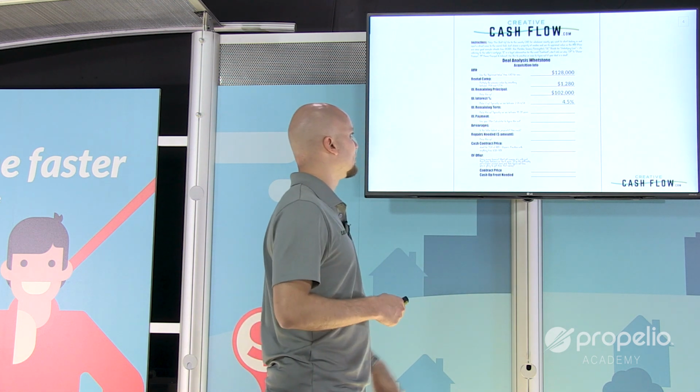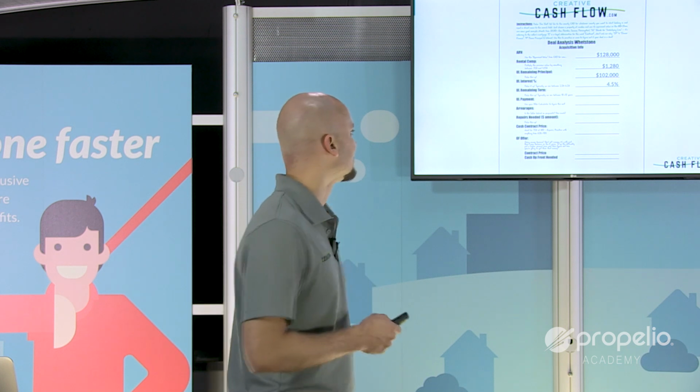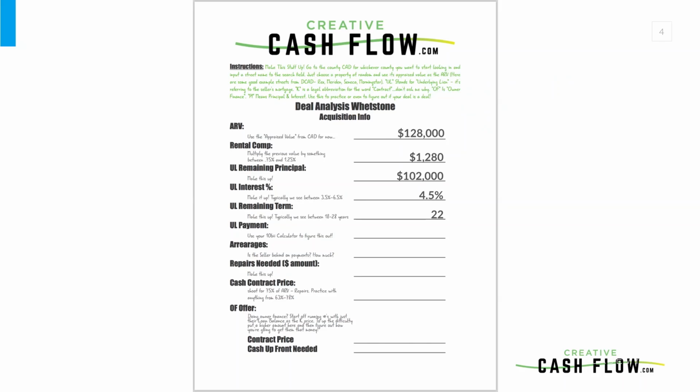Also going to make up this number. What's the underlying interest rate? I put 4.5. Usually I'm running into interest rates that I'm taking over sub 2 on houses. The interest rates are typically between 3.5% and 6.5%, somewhere in there. So just choose something kind of within that boundary. What is the underlying lien's remaining term?